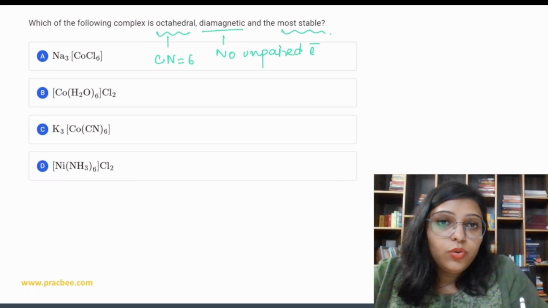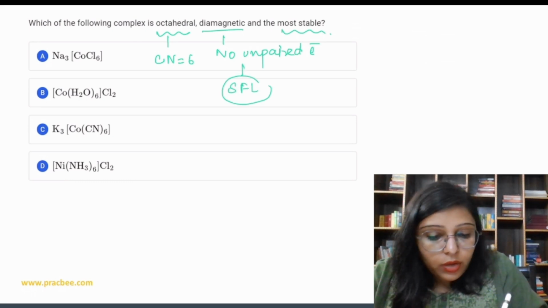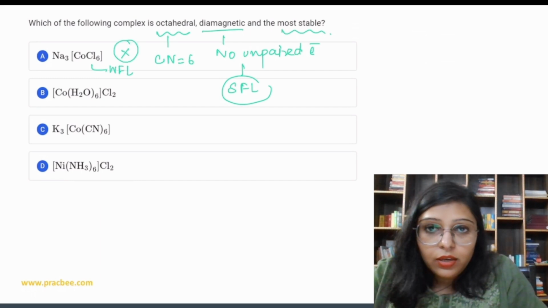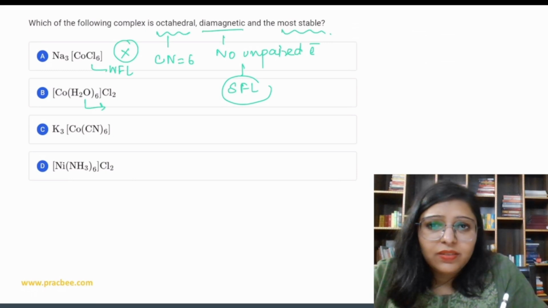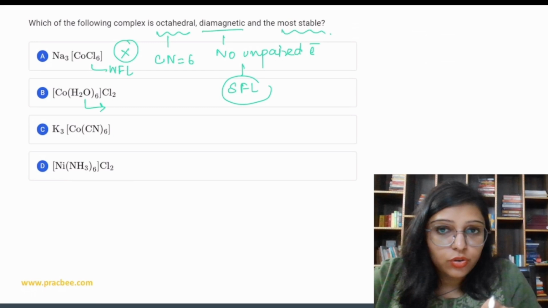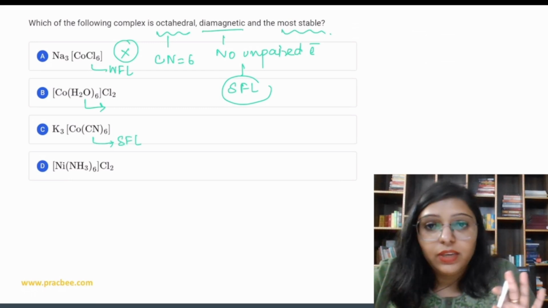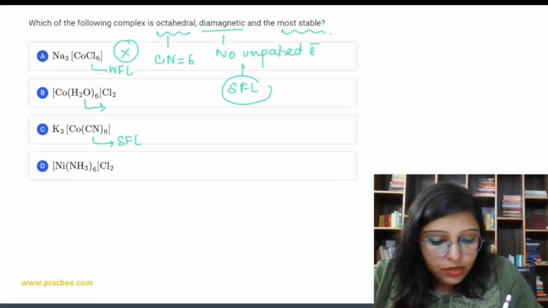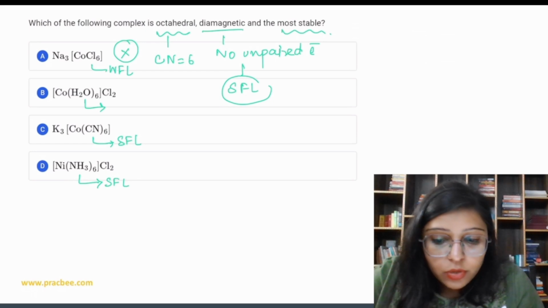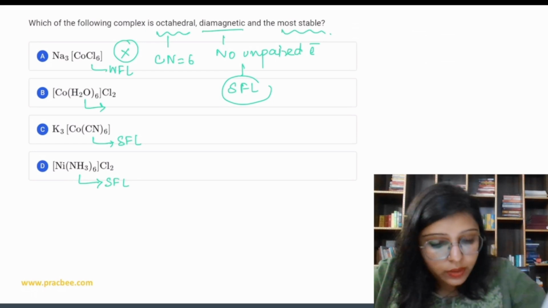The point is no unpaired electron, so this can happen in the presence of a strong field ligand. Here Cl is a weak field ligand, so eliminate this. Water sometimes acts as a strong field, sometimes as a weak field ligand, so we have to check for sure. We have to apply another concept. CN is a strong field ligand, so yes, we can check this. NH3 is strong field, so yes, we can check this. So the issue is how to check this one.